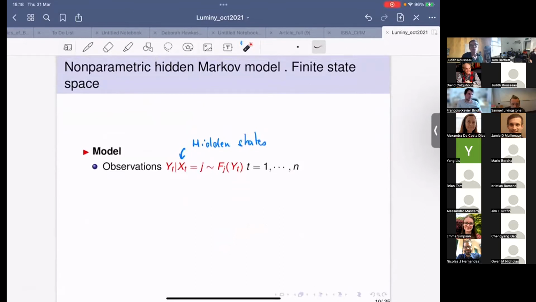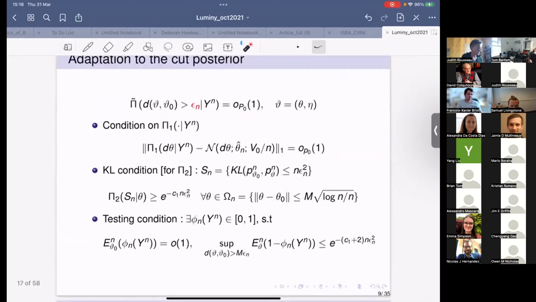Can I ask a quick question? I was just a bit lost on the notation on the previous slide. So the pi1s are these posteriors, but in the KL, the Pn, what exactly were they? So these are the true distributions, and theta naught is the true parameter. The whole parameter is theta and eta. So this is the true distribution, and this is the distribution in the model. Right. Okay. Thank you.